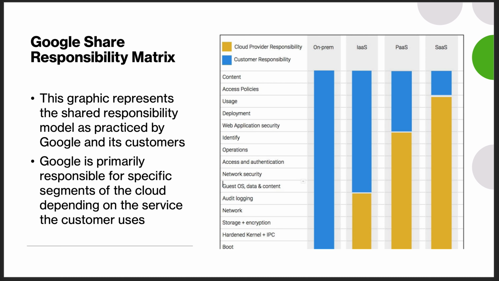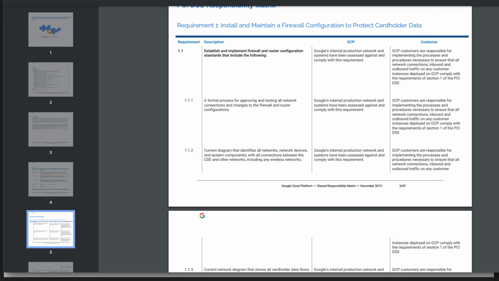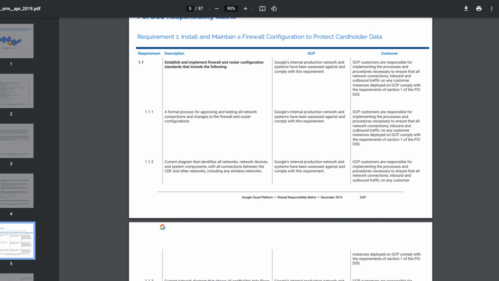So depending on which service you use, Google is responsible for whatever specific segment of that service the customer uses. Depending on how much control you need, that determines how much Google would be responsible for. What makes this interesting, though, is that Google has a really robust shared security model, and they make a lot of their documentation very legible. So I'm going to bring over some of their documentation here and make this a little bit bigger so it's easier to read.